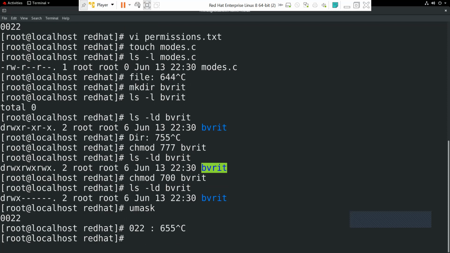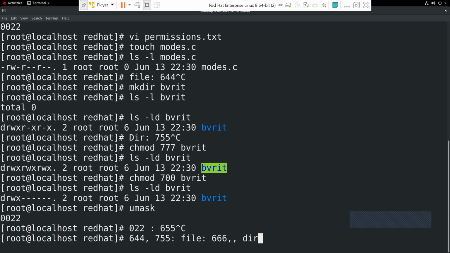By default, 644 for the files and 755 for the directories. Okay, that is based on this umask value. If it is a file, while performing exclusive OR operation, that will take 666, and by using this 666, it will perform, and the final result will be that.